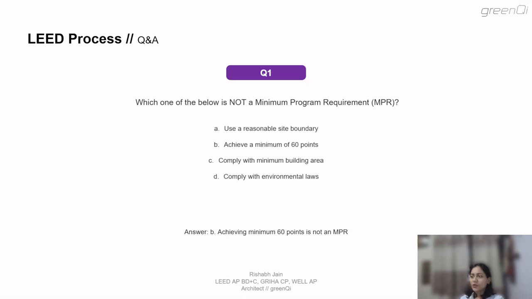C is comply with minimum building area. Again, this is an MPR, MPR number 3. D is comply with environmental laws. So this one is not necessarily part of the list, but this is again a minimum requirement by default because the project has to comply with environmental laws of the local and region if they want to pursue the certification. Once we delve into the different reference guides, you will see that environmental laws and bylaws following that is like a prerequisite. So B would be our correct answer here because that is not an MPR.